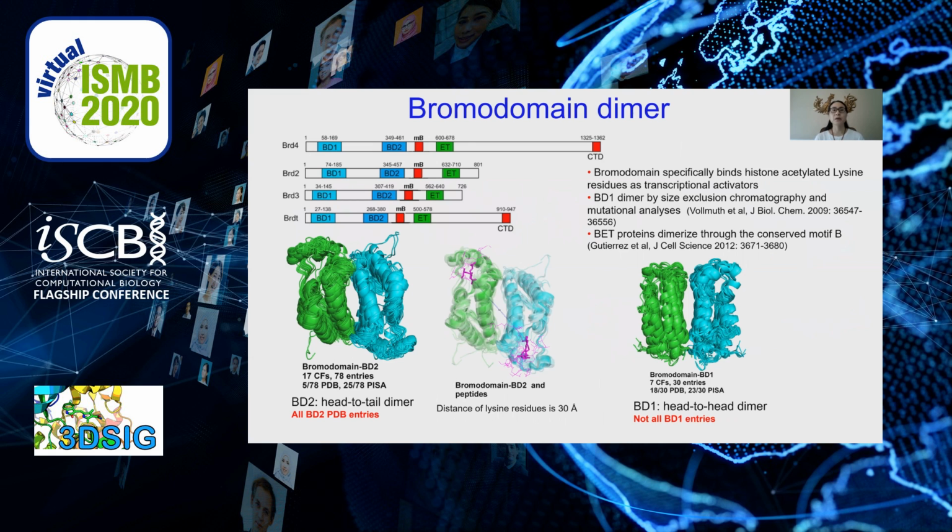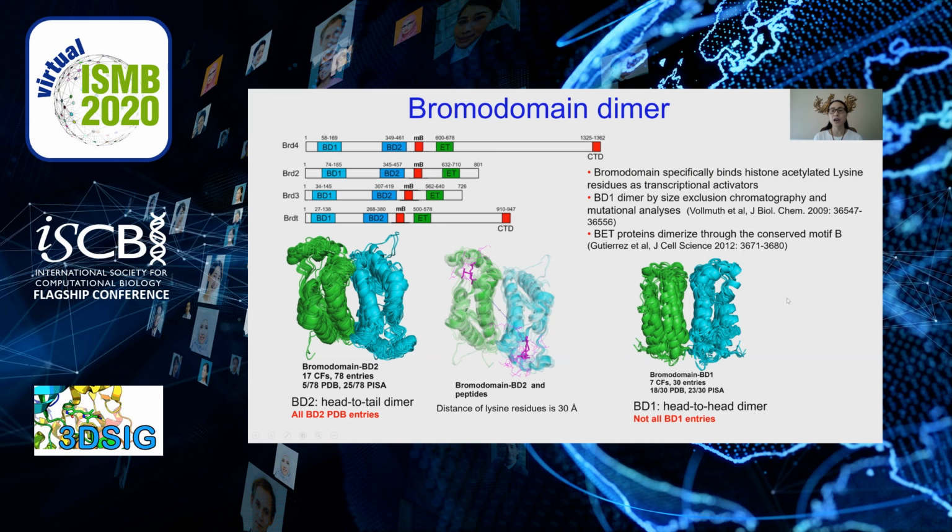The last homodimer is about bromodomains. Beta proteins, there are 4 beta proteins. Beta proteins contain 2 bromodomains, BD1 and BD2, followed by motif B and the ET domain. The bromodomain specifically binds histone acetylated lysine residues as a transcriptional activator. BD1 can form a dimer in solution, and beta proteins dimerize through this conserved motif B.